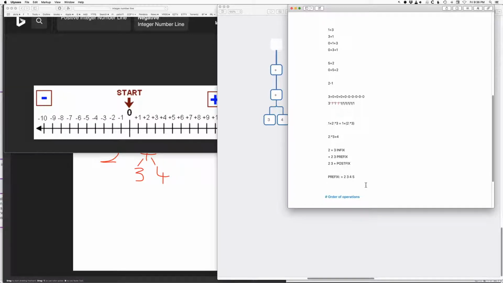Okay, so then, what if I gave you plus 2? You know what that one would equal?